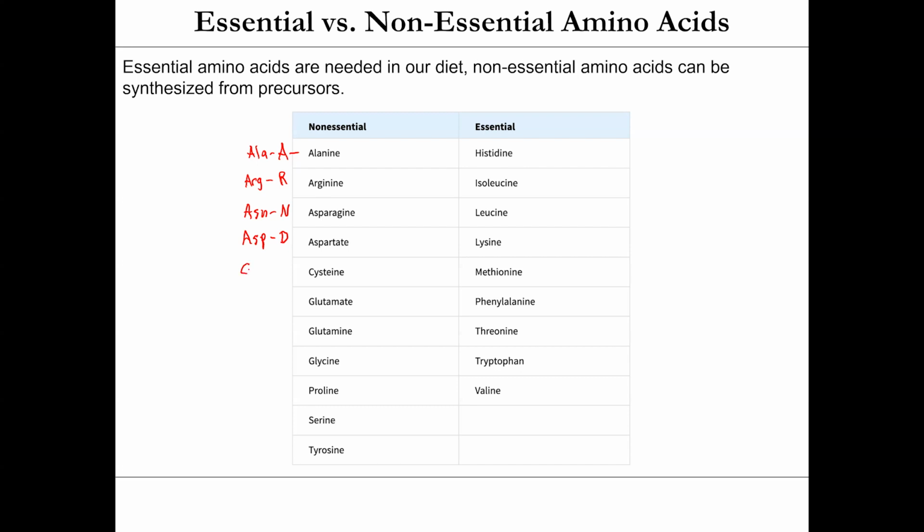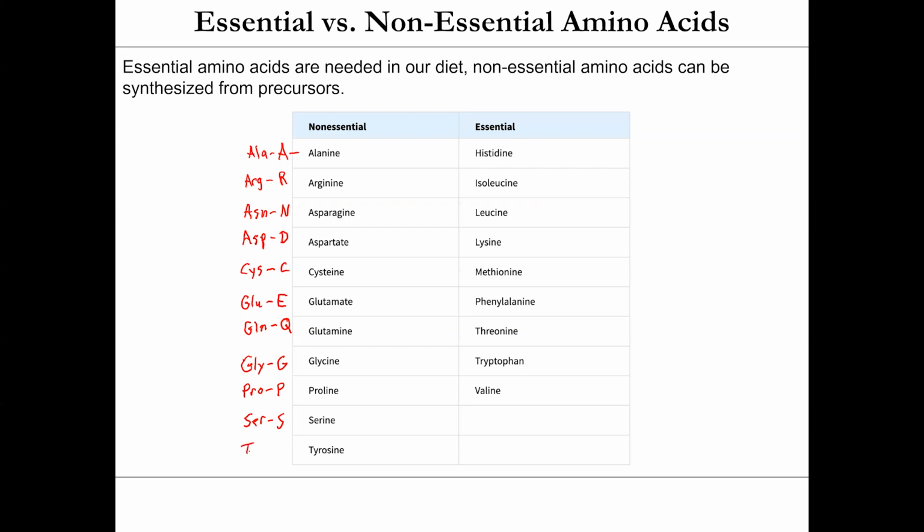And cysteine, which has that thiol group, looks a lot like serine, so CYS and C. Glutamate also has that terminal carboxyl group, when it's negatively charged, so GLU and E. Glutamine, that's one of the amide-containing amino acids, so it's GLN and Q. Glycine, which is the simplest amino acid, the only one that's achiral, so GLY, G. Proline, which is hydrophobic but has that interesting ring structure, so that's PRO and P. Serine, which has the methyl group and the hydroxyl group, SER, S.